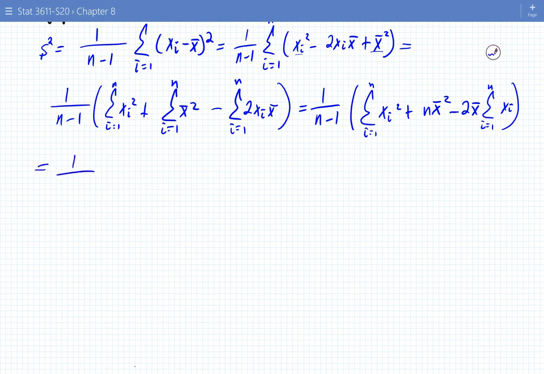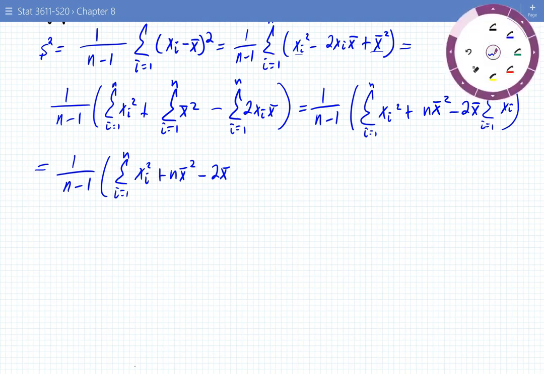Now we can think about what this last summation is equal to. So I've got the sum from i equals 1 to n of xi squared plus n x bar squared minus 2x bar. Now, what is the sum of all of the xi's as i goes from 1 to n?